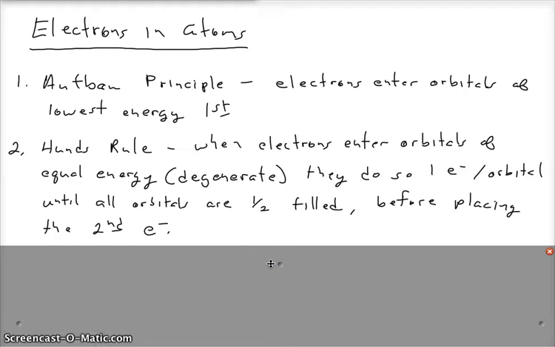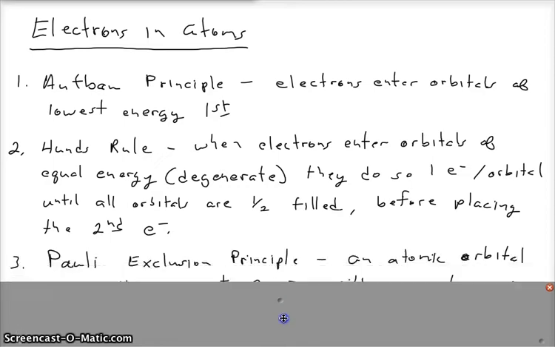The second rule is Hund's rule, which is going to be new to you. It says that when electrons enter orbitals of equal energy, and the scientific word for that is degenerate, so when electrons enter degenerate orbitals, they do so one electron per orbital until all orbitals are half filled before placing the second electron. That seems complicated. It's really, really not, and I'll explain that out here in a second.